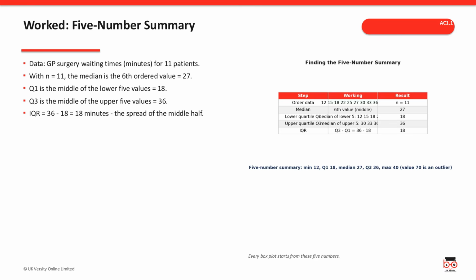Let's put numbers on this using some real GP surgery waiting times: 11 patients measured in minutes. With 11 values, the median is the 6th one in order, which is 27 minutes. Q1 is the middle of the lower 5, 18, and Q3 is the middle of the upper 5, 36. So the interquartile range is 36 minus 18. That's 18 minutes, the spread of the middle half.